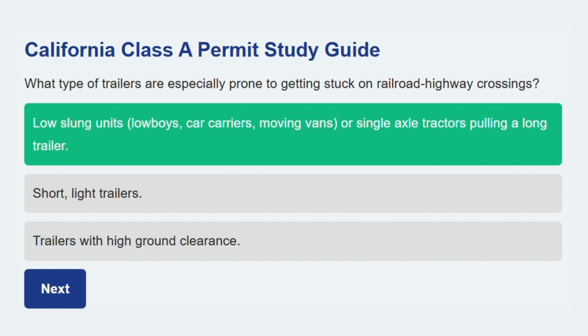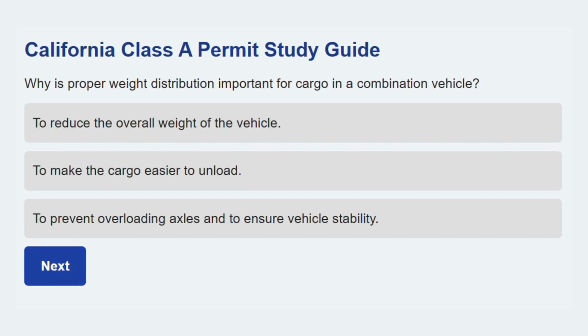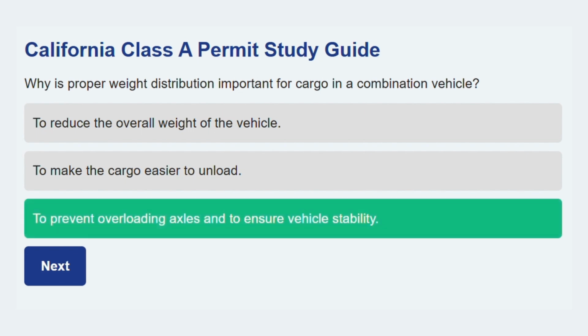So what's next? Why is proper weight distribution important for cargo in a combination vehicle? To prevent overloading axles and to ensure vehicle stability. Unevenly distributed cargo can lead to instability, tire wear, and even rollovers.